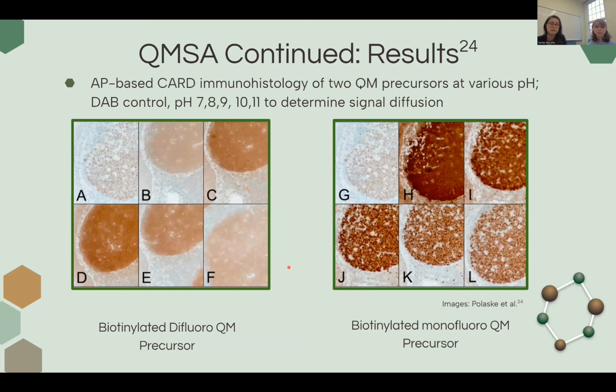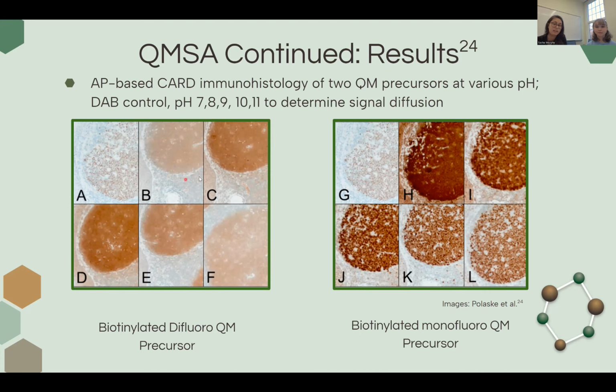So the way that they did this in their results, they took the AP-based CARD immunohistology of the two different types of QMs, so the difluoro meaning two fluorines and monofluoro meaning one fluorine, and they were trying to see which type of QM produced better results. But they also were looking at this under different pHs. So the first box here shows the control, and they just wanted to make sure that it didn't stain where it wasn't supposed to. And then they went up in pH, so pH 7, 8, 9, 10, and 11.